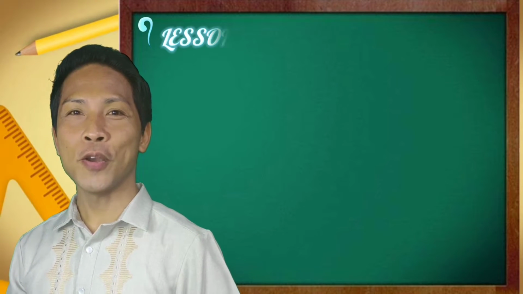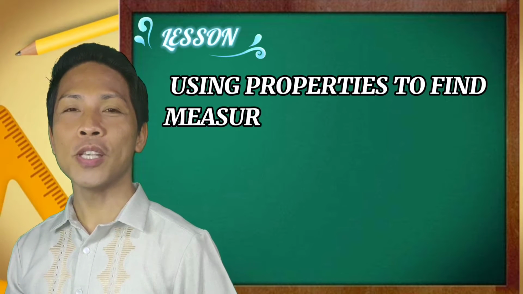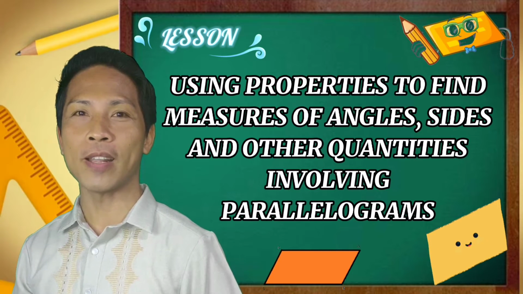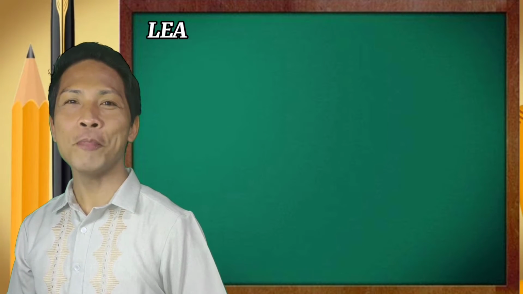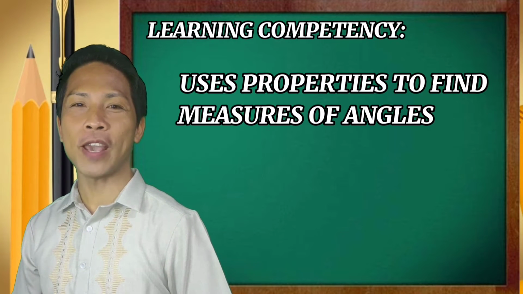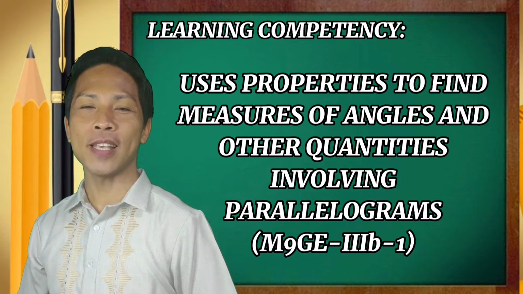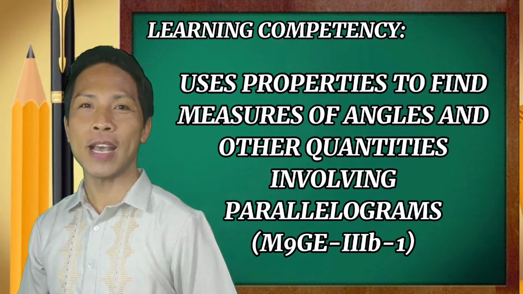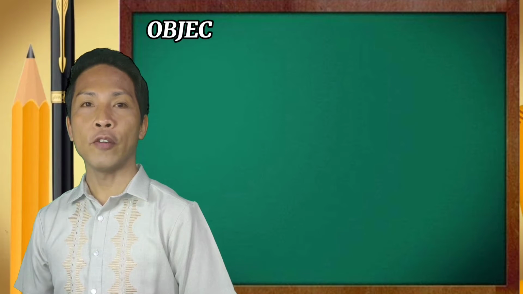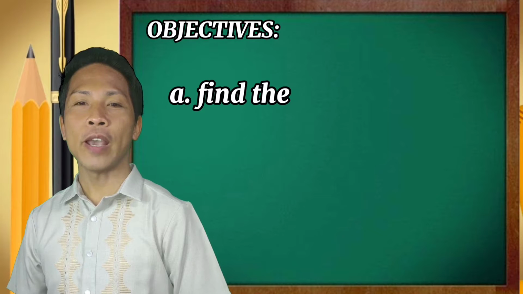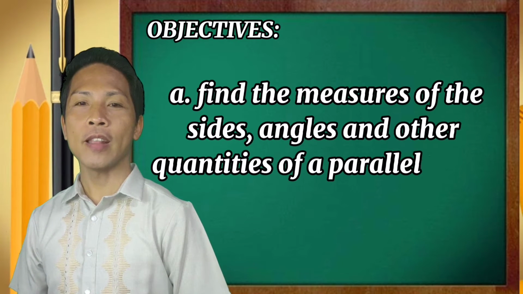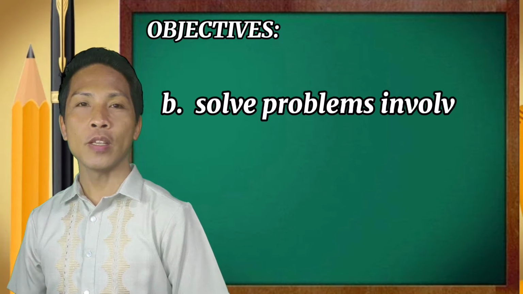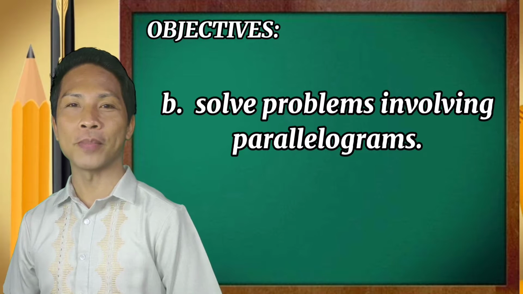In this video lesson, we're going to discuss using properties to find measures of angles, sides, and other quantities involving parallelograms. Our learning competency is to use properties to find measures of angles and other quantities involving parallelograms, with the code M9GE-IIIB-1. For the objectives, letter A, find the measures of the sides, angles, and other quantities of a parallelogram using its properties. And letter B, solve problems involving parallelograms.